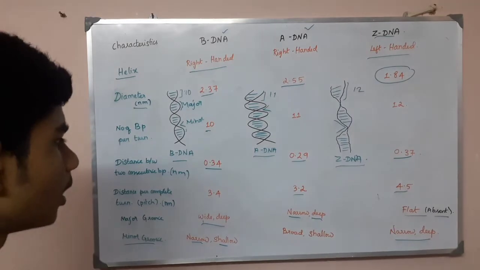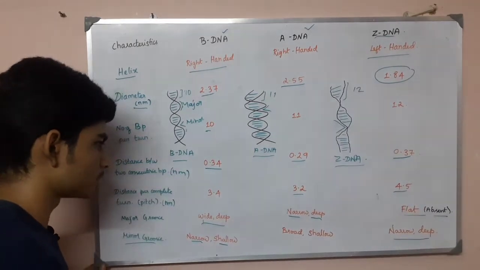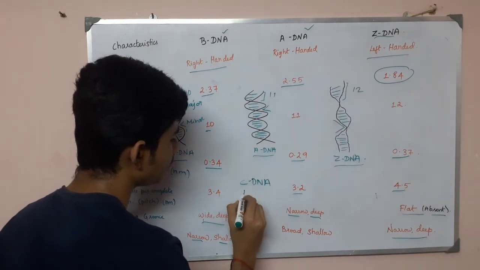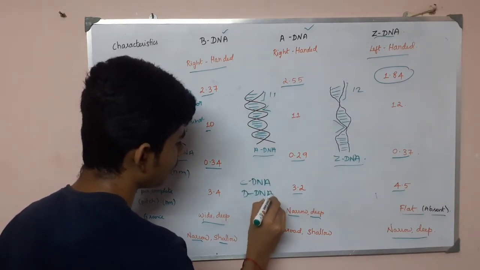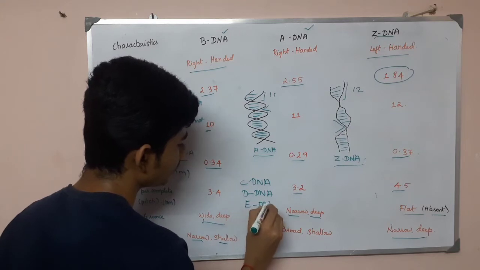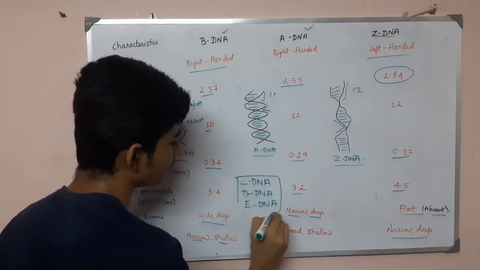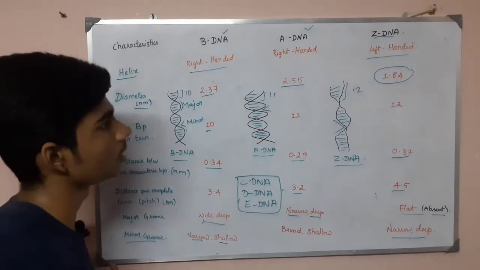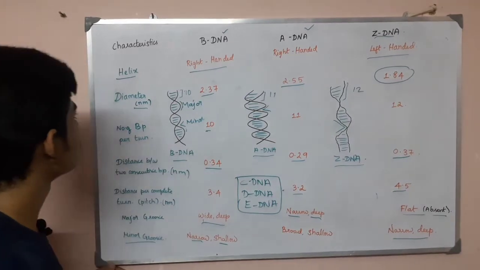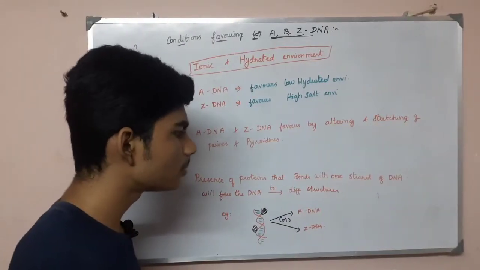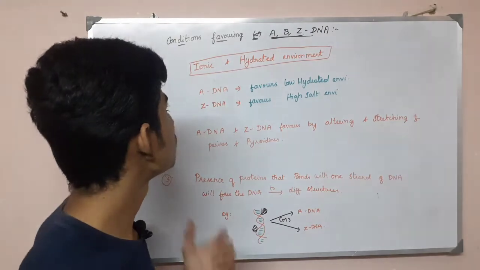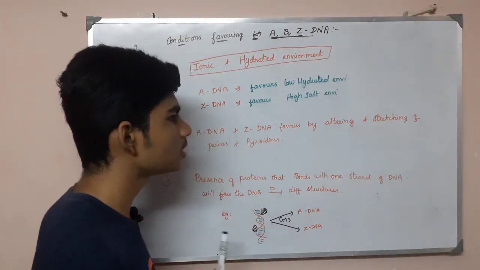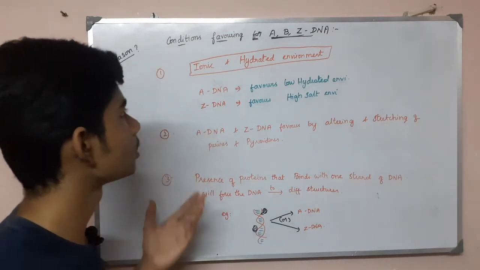There are other rare types of DNA present, that is C-DNA, D-DNA and E-DNA. These are rare types of DNA which are not important, but these are the main basic types of DNA, and what we have seen is their features only. Now let's see how these types of DNA are formed. What are the reasons involved in forming these types of DNA?